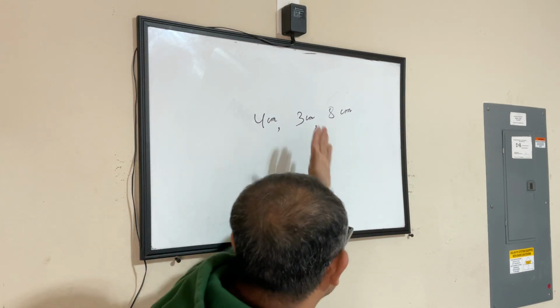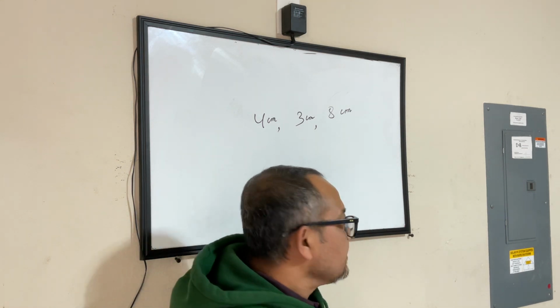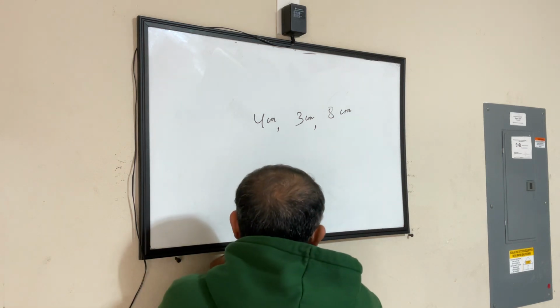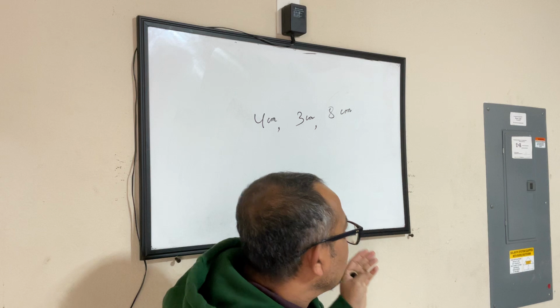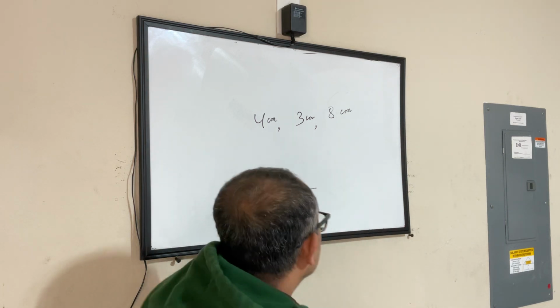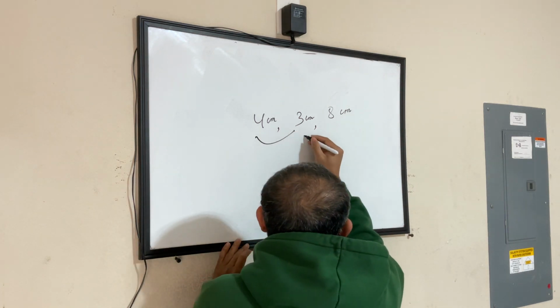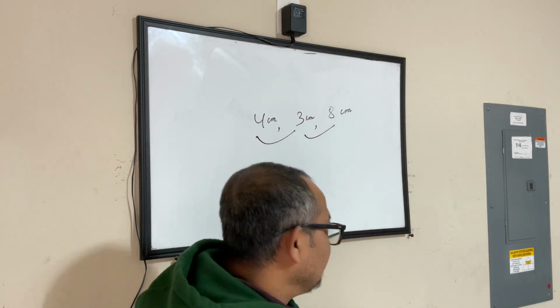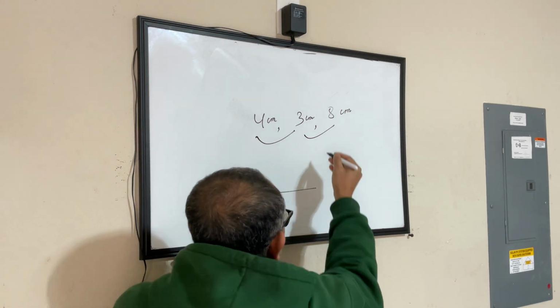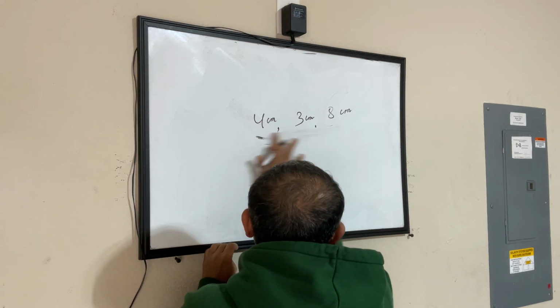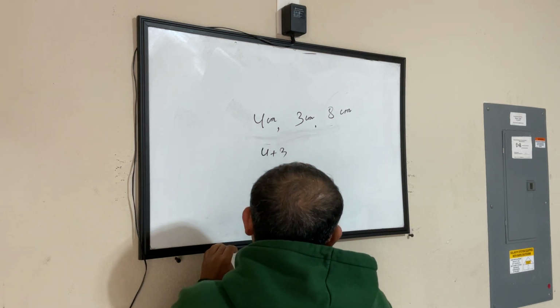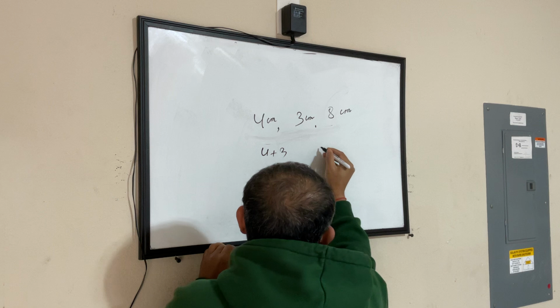Okay, but this was just a concept: for any triangle, if you randomly pick any two sides and the sum of the two sides is greater than the third side, you are fine. But if it is any other combination, here you have three sides, so you can look at 4 plus 3 as one combination, and the third one is 8.